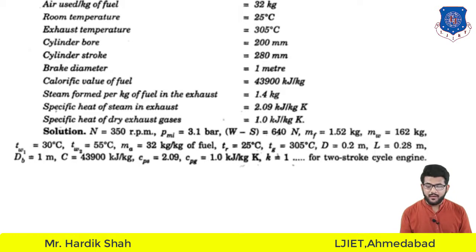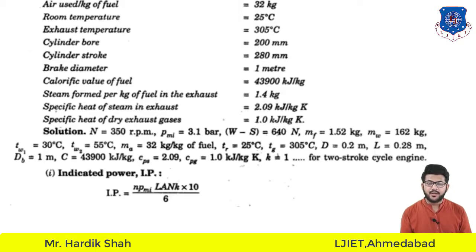For indicated power, what is the formula? There was a simple formula of IP, that is PM into L A N K into 10/6. If it is a single cylinder, there is only this formula. If it is multi-cylinder, we multiply by small n. Our formula for this engine: we are given a two-stroke diesel engine and there is no data for the number of cylinders, so we will take the number of cylinders as 1. So n will be 1, and our formula will be n into PMI into L A N K.